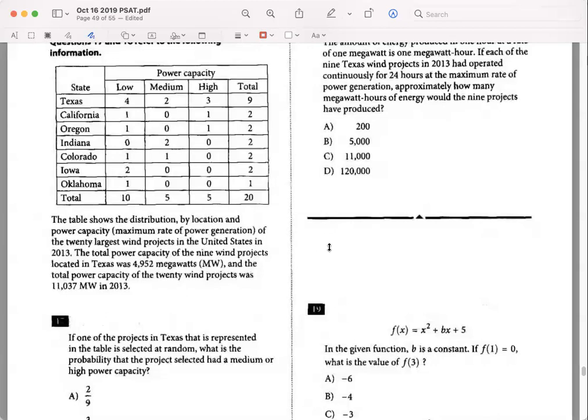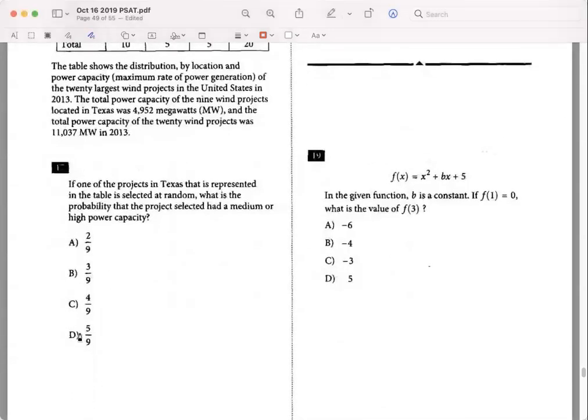So the probability would be a fraction, and the denominator is all the possible values for the question, right? So one of the projects being selected at random from Texas. So my denominator is 9 because there are a total of 9 projects in Texas. Of these, how many are medium or high? So 2 and 3, 5. So my desired probability would be 5 by 9. So that's 5 by 9, option D.